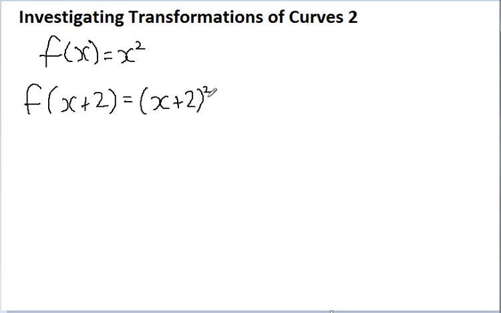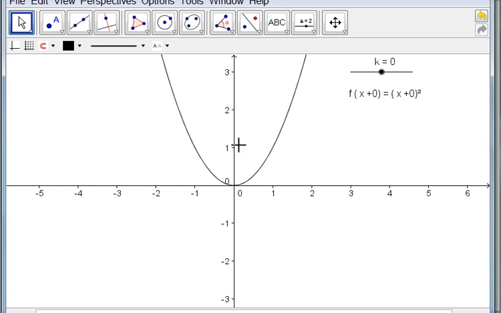So as you can see, I've added 2 inside the brackets, which has actually changed my input number. So instead of f of x giving me x squared, I've now got f of x plus 2, which is x plus 2 all squared. So I've transformed my function again, but just in a slightly different way. So let's have a look to see what happens in GeoGebra graphically when I transform this function.